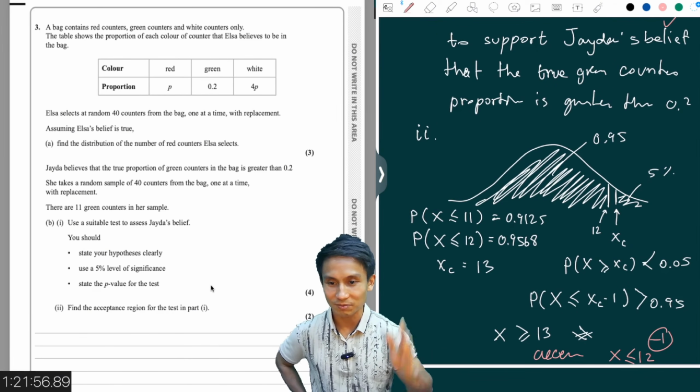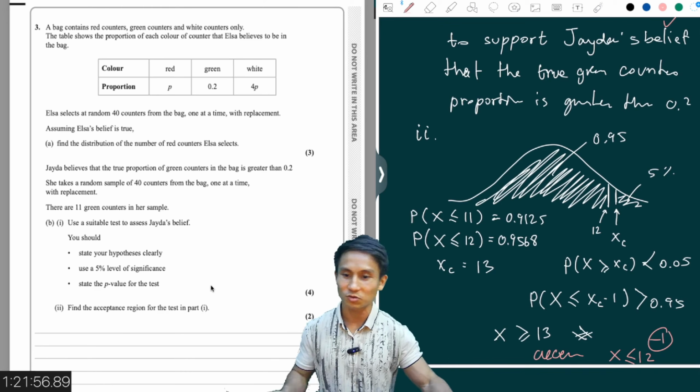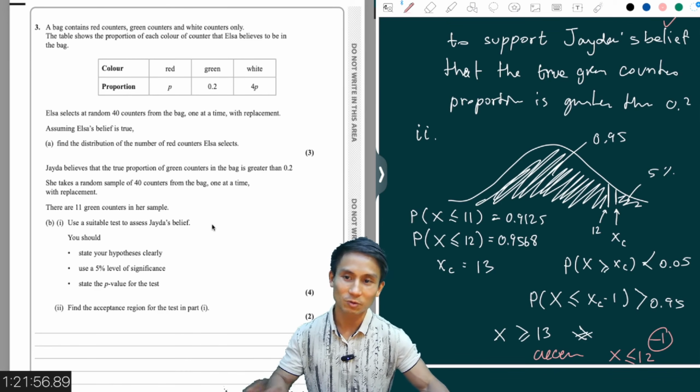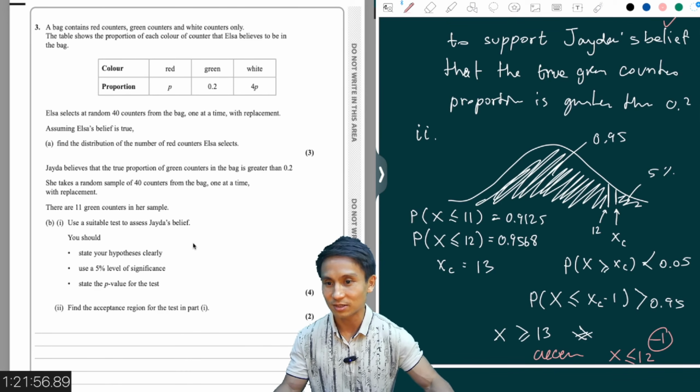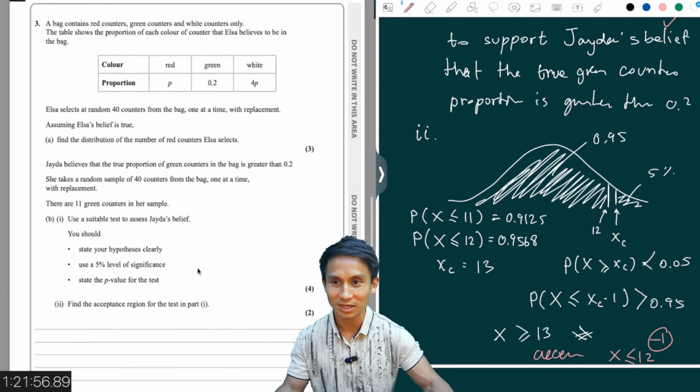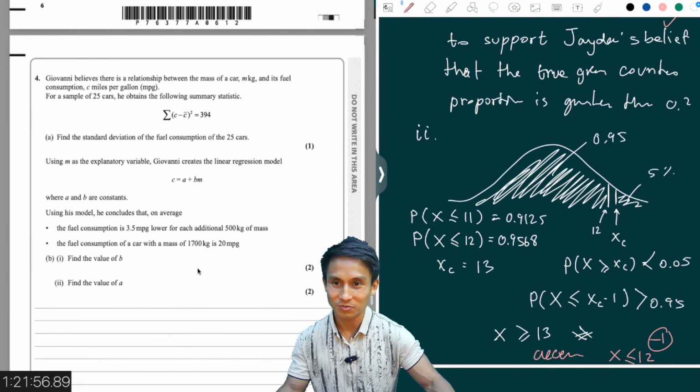Acceptance range, acceptance region, just the opposite to the critical region. Normally we would be used to critical region, but anyway, this here is a bit tricky. There you go. So just be careful on that.